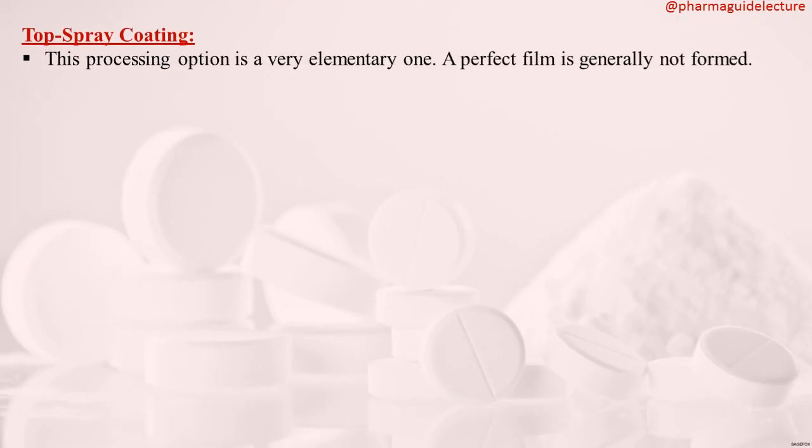There are some important points. Top spray coating. This processing option is a very elementary one. A perfect film is generally not formed as compared to the bottom or the side spray.